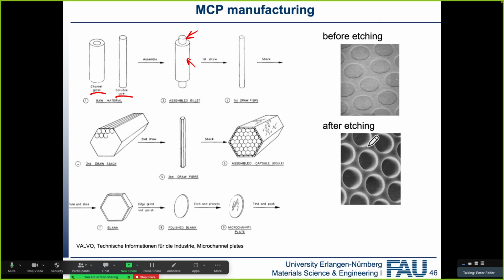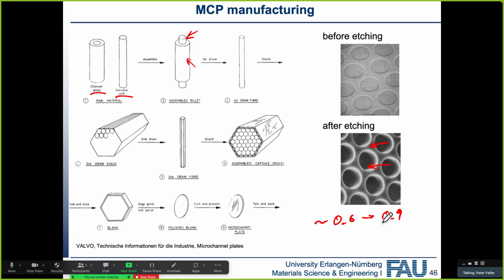And after etching, this is what an MCP looks like, and you can already imagine if an ion hits here, nothing will happen, but if an ion hits in the channel, then it will get amplified. What that also means is that we have a detection efficiency, which is typically 0.6 to 0.9, depending on the type of the microchannel plate.